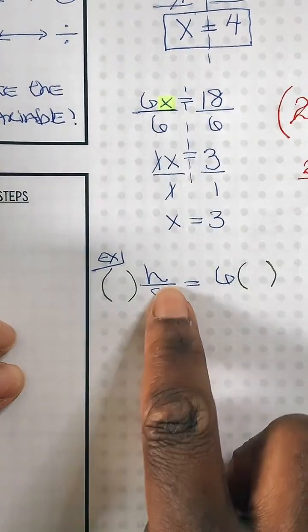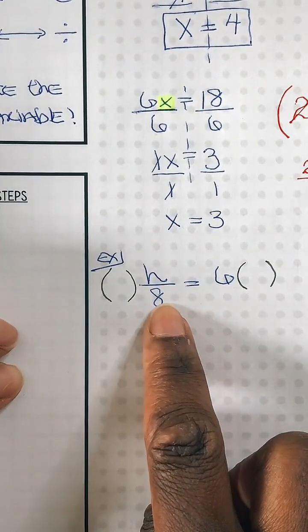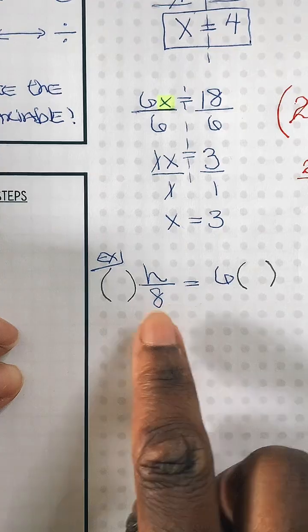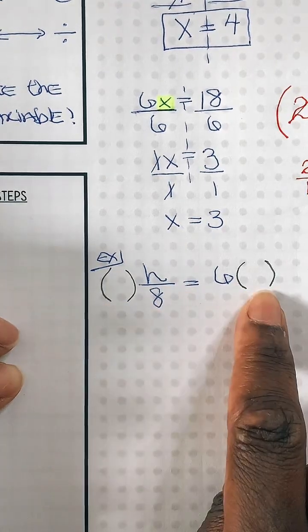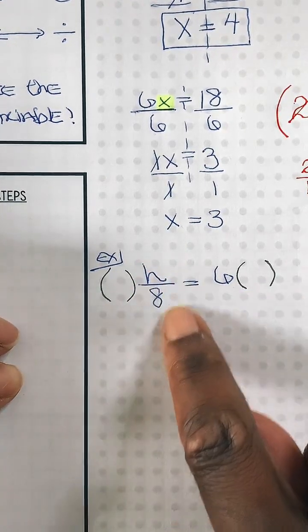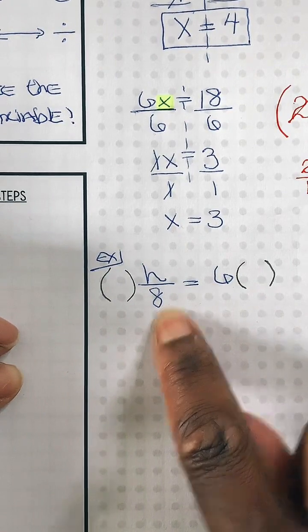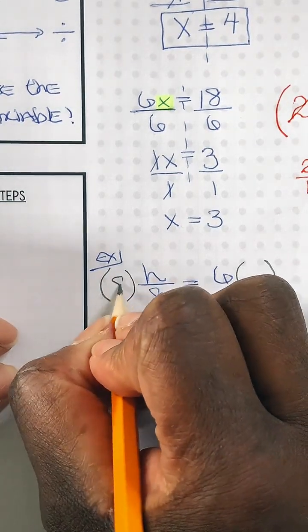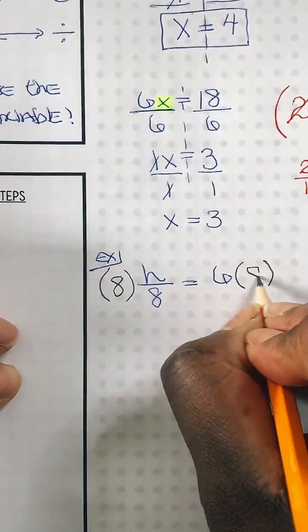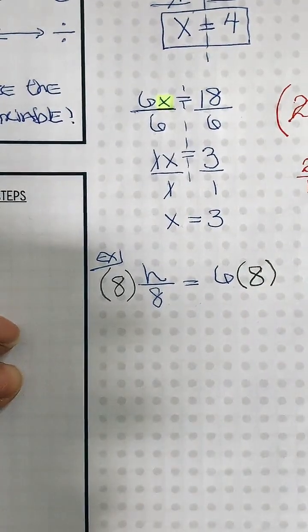It's almost like you in a relationship. It's toxic. I need to get this person out of my life. So you need to do the opposite of what you see. So I'm going to go down to the denominator. We're going to multiply that denominator, which is 8, to both sides.